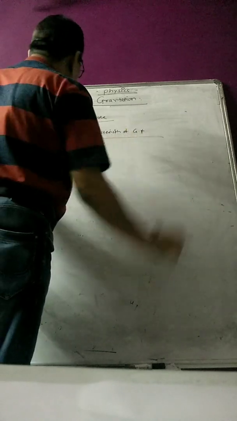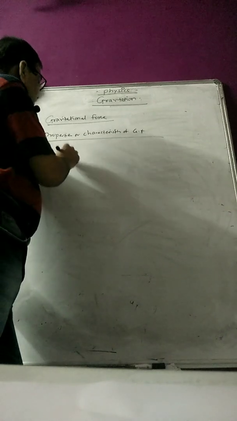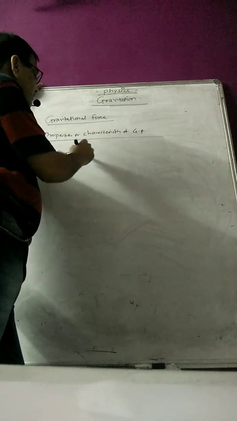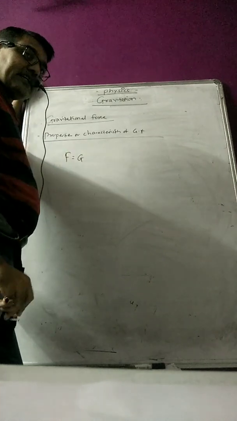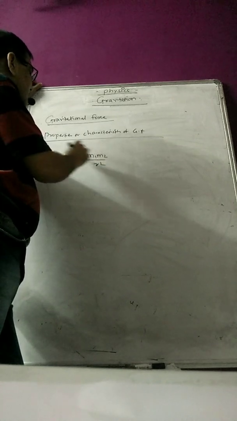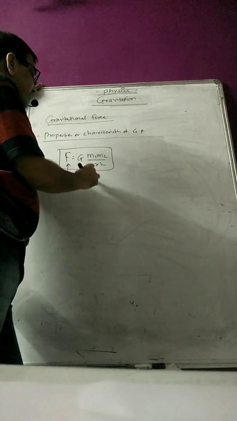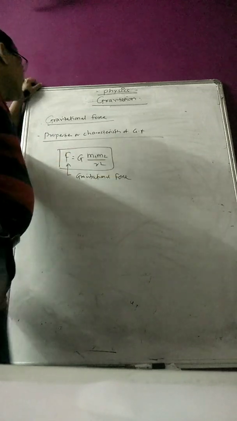Now you have learned what a gravitational force is. It is the gravitational force given by Newton in his formula. The force which exists between two point masses, F is directly proportional to m1 m2 upon r square. If you remove the proportionality sign, then F is equal to G m1 m2 upon r square. In that case, this force is called the gravitational force. Now sir, what are the characteristics of this force then?